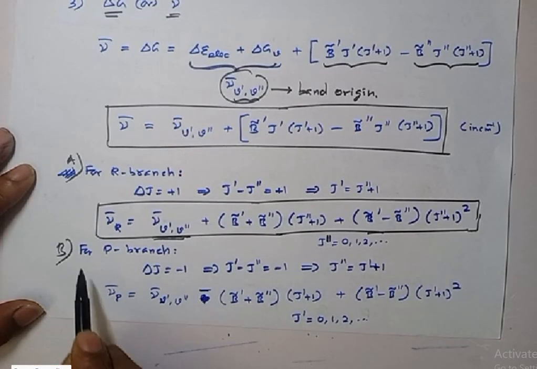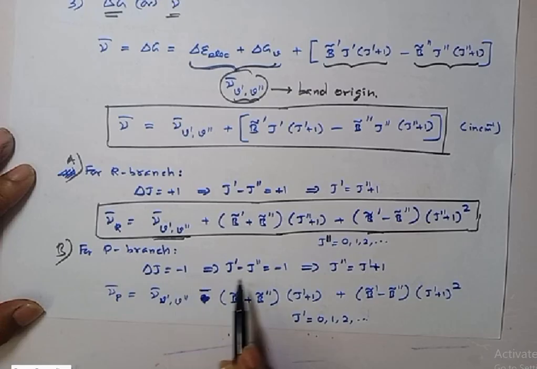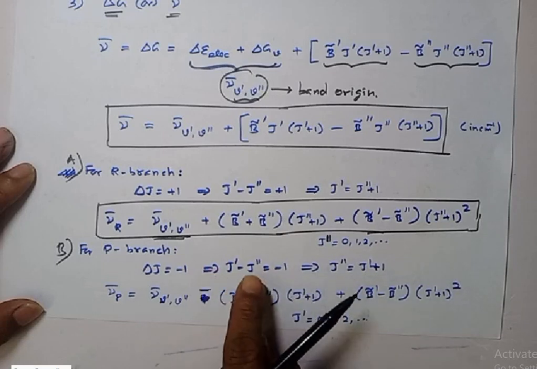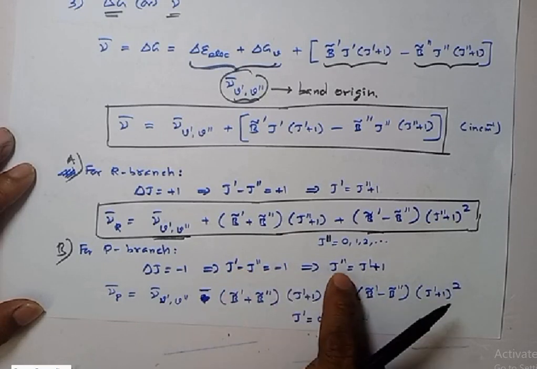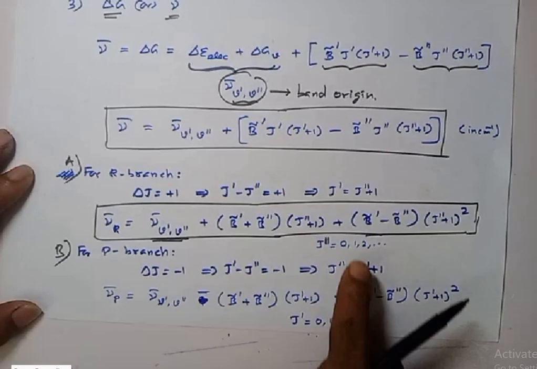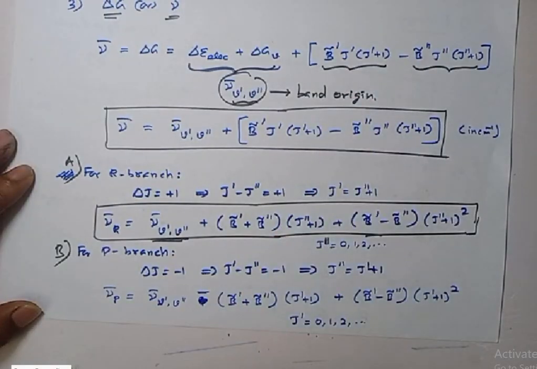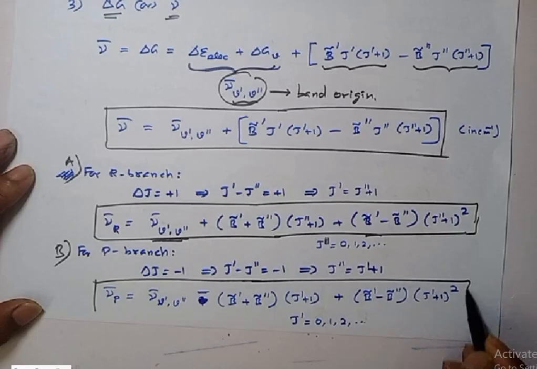Similarly, for P branch, delta J should be minus 1, which means J prime minus J double prime should be minus 1. J prime is higher J value, J double prime is lower electronic state J value. Okay. J prime minus J double prime should give minus 1, or I can write, bring this J double prime to the right hand side and minus 1 to the left hand side. So we can write J double prime equal to J prime plus 1. Now in the general formula, wherever J double prime is available, you put J prime plus 1. If I substitute that and if I simplify, we get an expression like this. So frequency of the P branch equal to band origin minus B prime plus B double prime J prime plus 1 plus B prime minus B double prime J prime plus 1 the whole square. Okay, so this will give you the frequency of the P branch line.